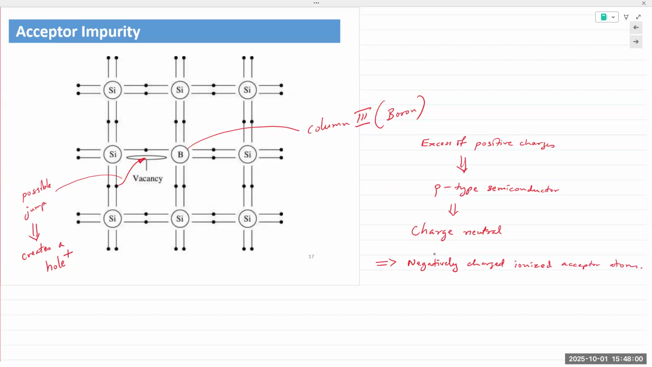Okay. So these are important terms, donor and acceptor. This we're going to see just in the next slide itself, the notations and the equations. Okay. So acceptors are negative ions. Donors would be positive. So far, so good.